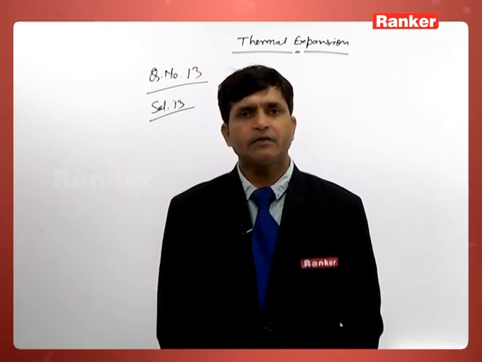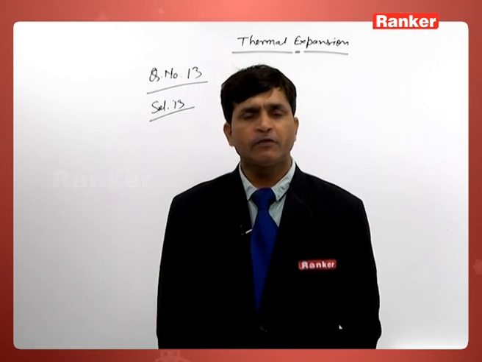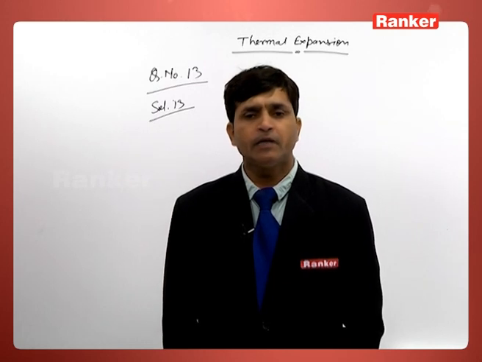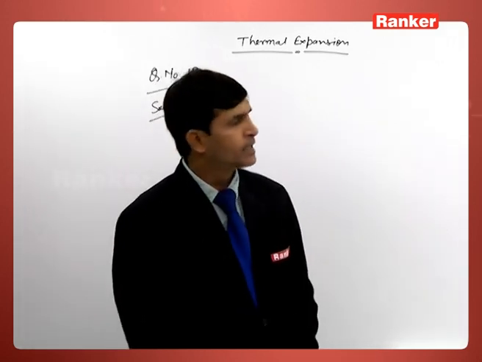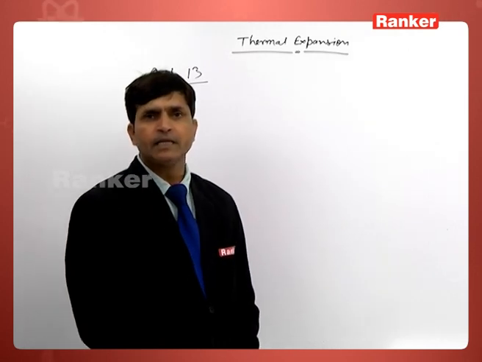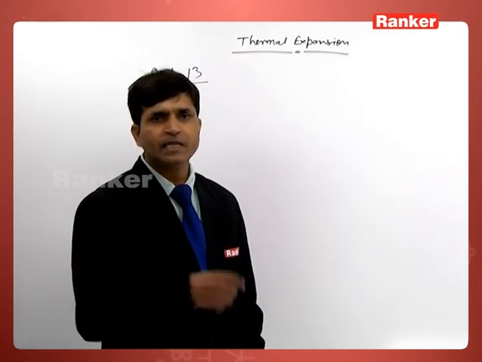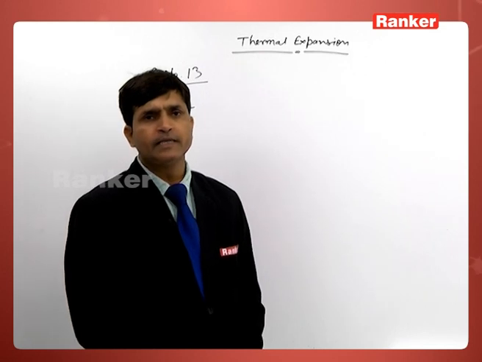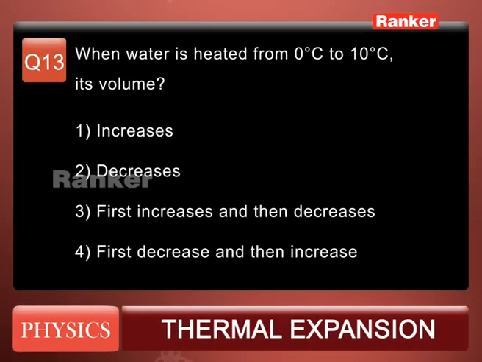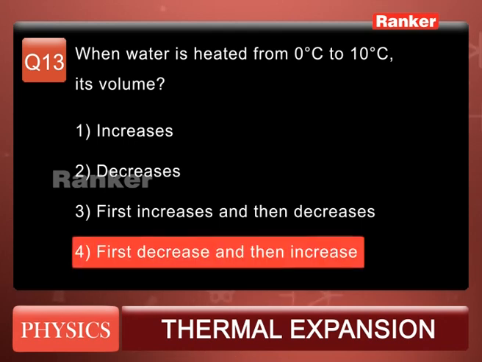So if density increases first from 0 to 4 degrees Celsius, the volume decreases, and after that the volume increases. So the correct option is the first volume decreases from 0 to 4 degrees Celsius, then further from 4 to 10 degrees Celsius volume increases. So the correct option is option number 4. The fourth is the correct option.